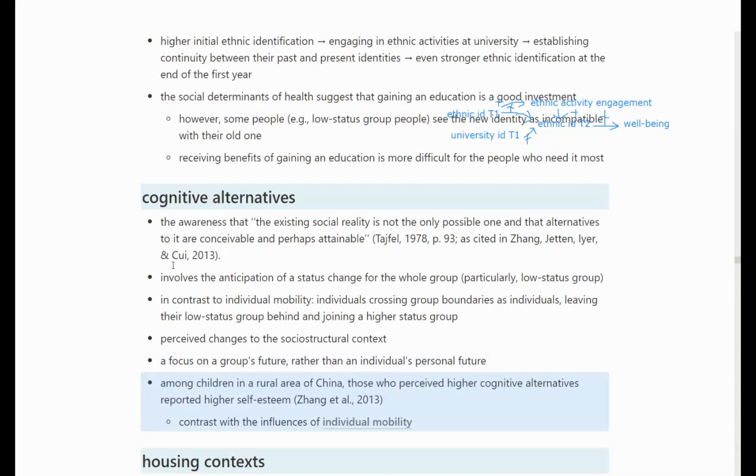In the textbook, there's one study introduced showing that among children in a rural area of China, those who perceived higher cognitive alternatives reported higher self-esteem. So I think it's really important that you contrast this effect of cognitive alternatives with the effect of individual mobility.